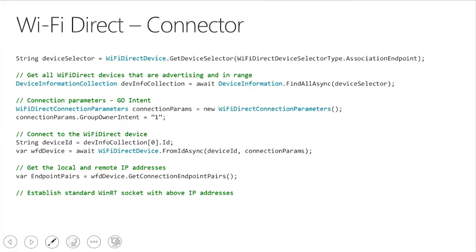connection with the advertiser. So on one side, we started being discoverable. On the other side, we found the device and tried to connect to it. Is there some more code on the first side where I accept the incoming connection? Yes, in the next slide, I'm going to talk about that.